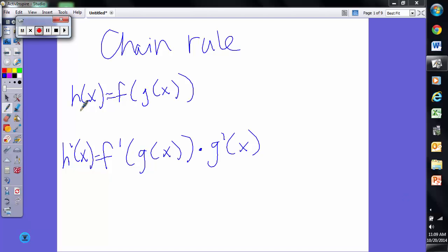Basically, if you have a function h of x that is the composition of two functions, f of g of x, the derivative of h of x, or h prime of x, is the derivative of f, so you take the derivative of the outside function, but leave the inside function alone, and then multiply by the derivative of the inside function. So let's take a look here.